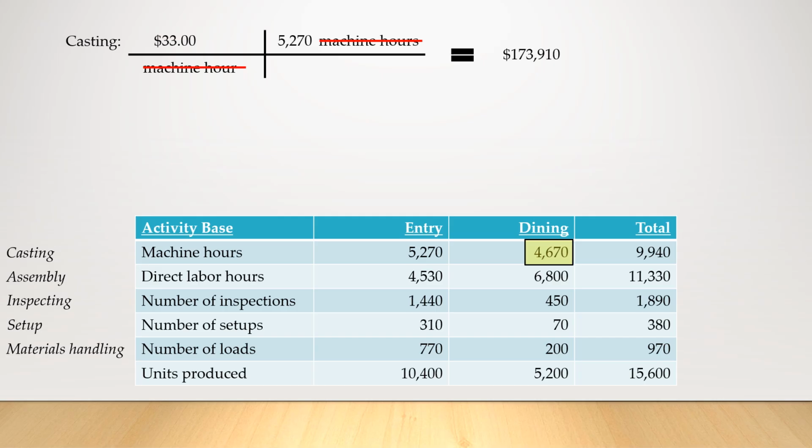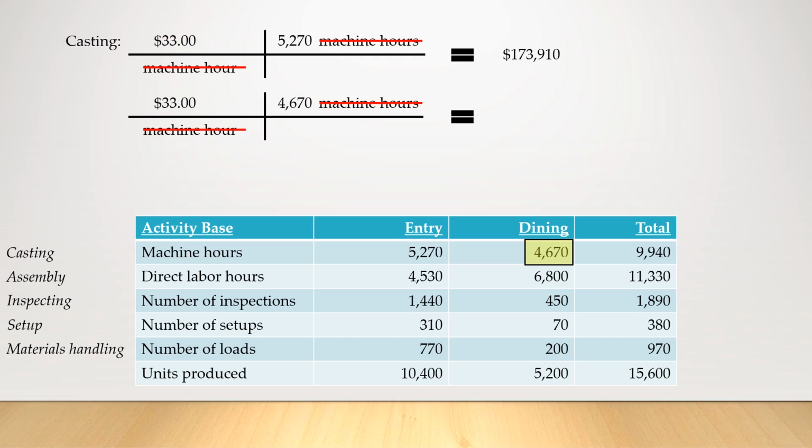Casting machine hours for dining room fixtures is 4,670 hours. Multiply these hours by the same casting allocation rate. And casting cost for dining room fixtures is $154,110.